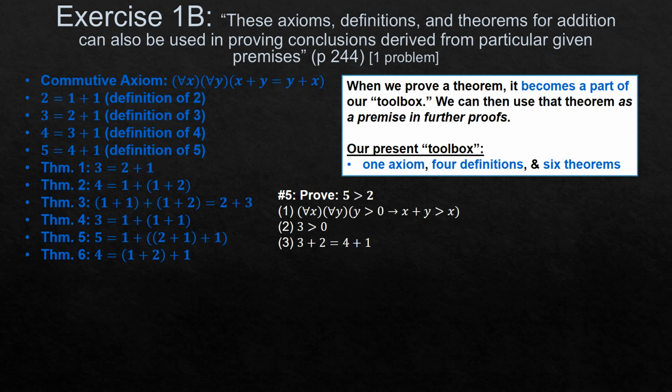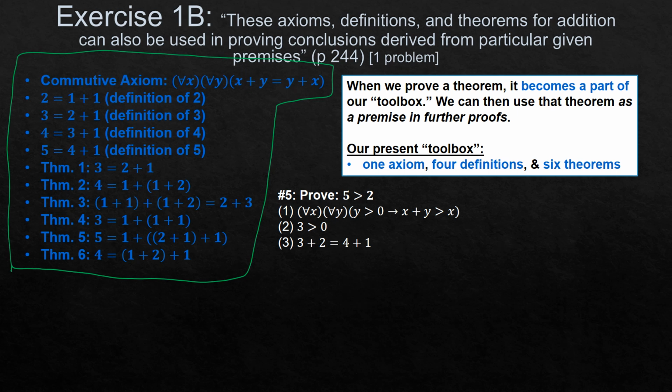Exercise 1b tells us that these axioms, definitions, and theorems for addition can also be used in proving conclusions derived from particular given premises. For example, in number 5, we're told to prove that 5 is greater than 2, and we're given 3 premises. But we also have our toolbox with the commutative axiom with some definitions and some theorems. The first thing I like to do is just to relate the various numbers we have.